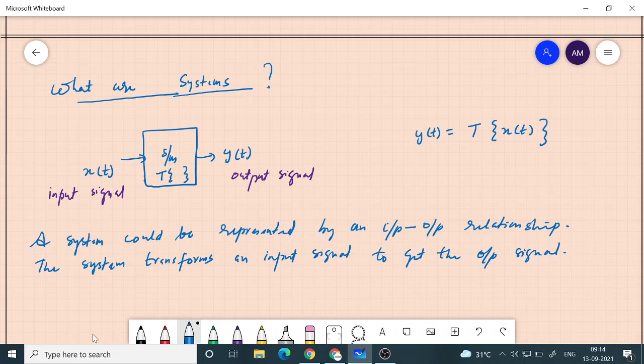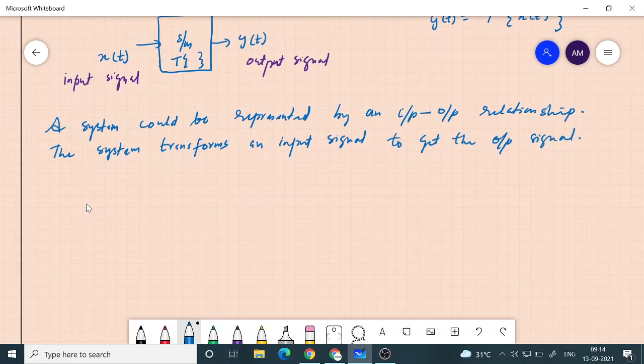Example: y of t is equal to x of t square. Whatever input you give, it will just take the square. That is the kind of transformation the system will do.